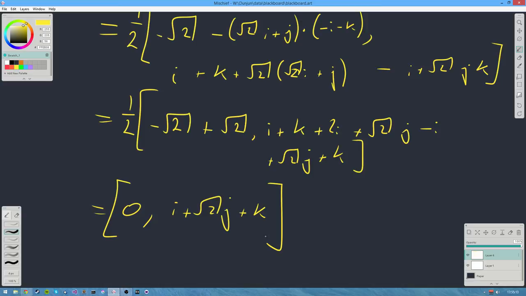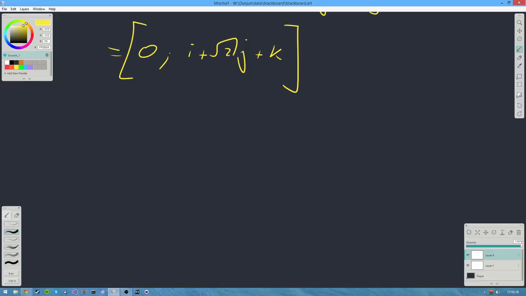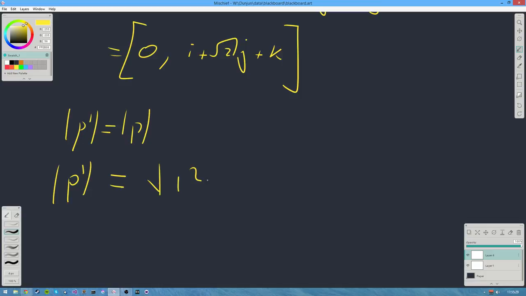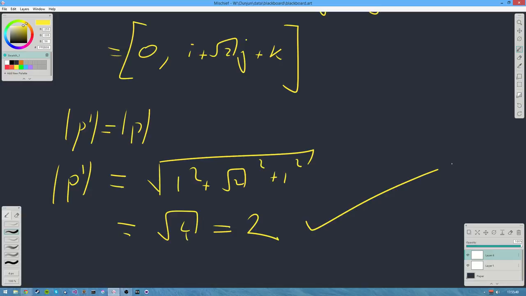And just to prove that it's worked, the modulus, well, the magnitude of P should equal that. So the P prime now equals, let's do this, 1 squared plus root 2 squared plus 1 squared, actually equals root 4, which equals 2, which is correct. We've done it. And that is how you do rotations with quaternions.